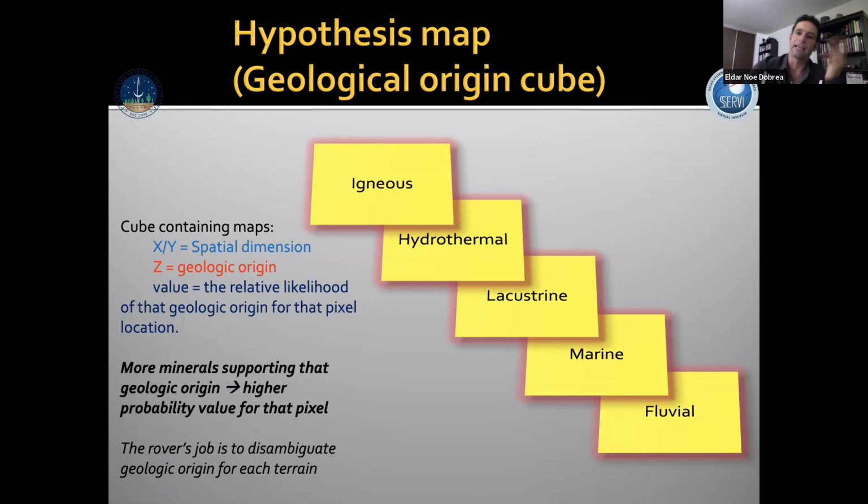So in the end, you have different image planes for different types of geologic origins, where the pixel value is the probability of geologic origin. The more minerals corresponding to that geologic origin, the higher the pixel value is going to be, right? So the rover's job is going to be to disambiguate the geologic origin for each terrain. Go on to the next, please.